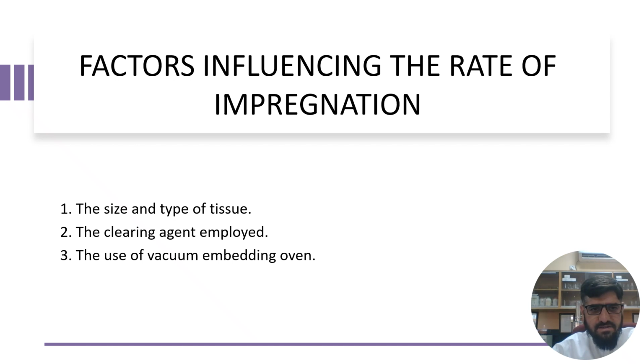Following are the factors influencing the rate of impregnation: the size and type of tissue. For example, if the size of the tissue is large, it will take a longer time for impregnation. Similarly, if it is a hard biopsy, it will also take a longer time. The clearing agent employed and the use of a vacuum embedding oven will decrease the time of impregnation.